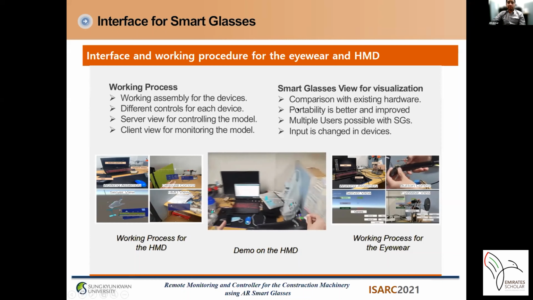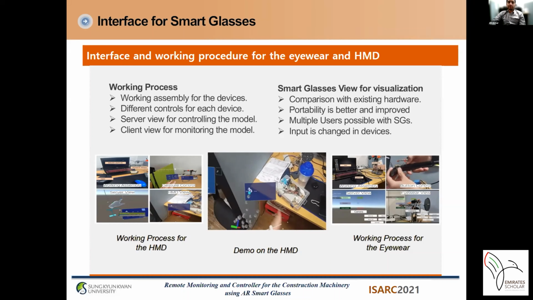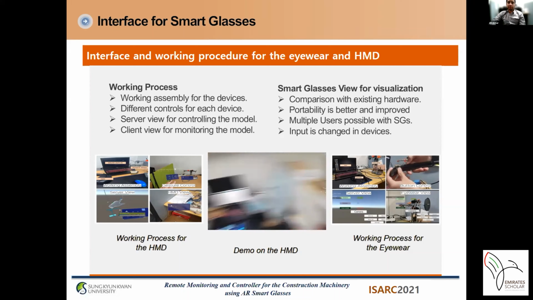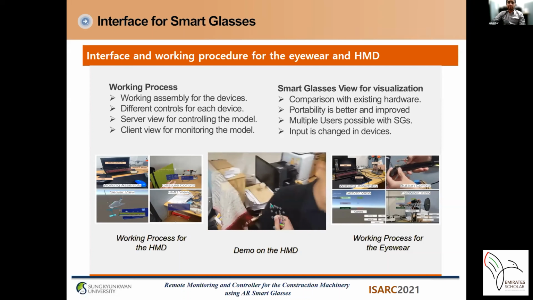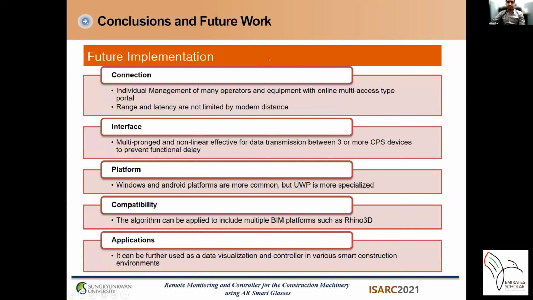So the smart glasses, when we compared them with the existing hardware, we found that the portability is better. Unlike the traditional tab-based software and hardware, we can actually carry them anywhere. And it is also possible to connect multiple users with the smart glasses. So in conclusion, in future implementation we will improve the connection by improving the range and latency. So we can use them anywhere, irrespective of where the construction machinery is.